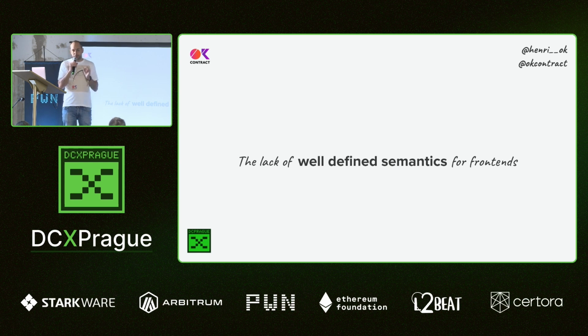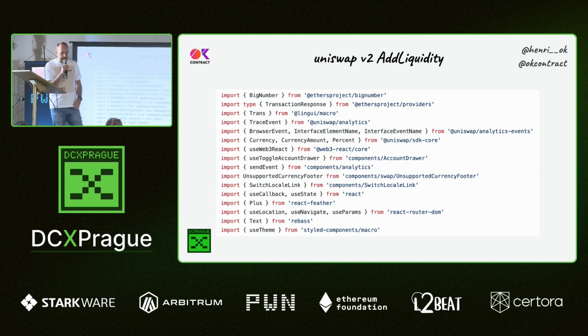Basically, we started with one problem, which is the lack of precise semantics for frontends. And if you look, for instance, at one state-of-the-art front-end implementation, and of course, it's so state-of-the-art that now they even want to introduce fees for it. Basically, we look at just one page, add liquidity. And add liquidity is, just cutting the story short, 500 lines of code for just this single page.